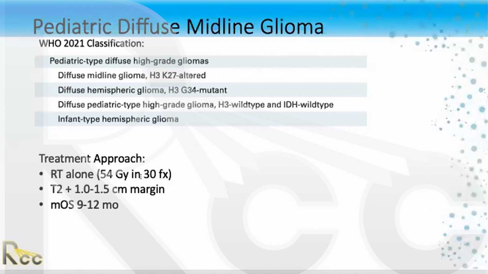And the treatment approach, I would say standard, conventional, historical, is radiation alone, which is 54 gray in 30 fractions. And you treat the T2 hyperintense component, and the T1 post-gadolinium component if there is one, with a 1 to 1.5 centimeter margin. And unfortunately, the prognosis for these patients is fairly grim, at about 9 to 12 months.